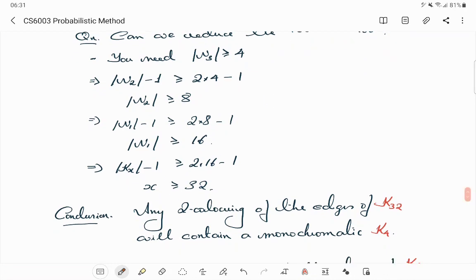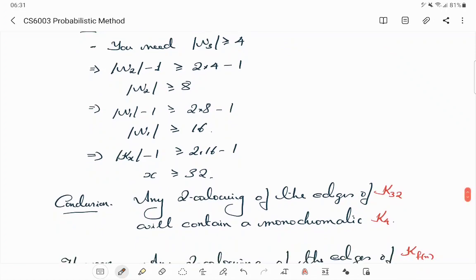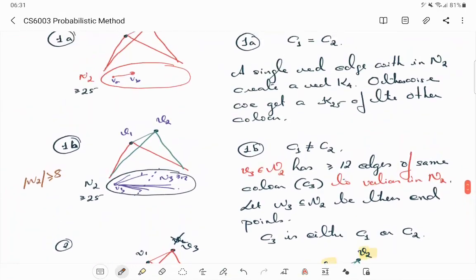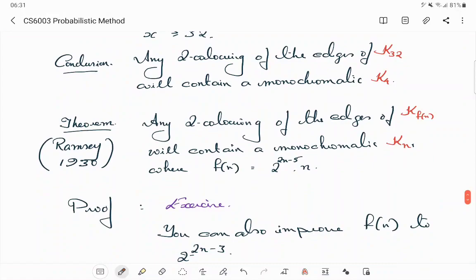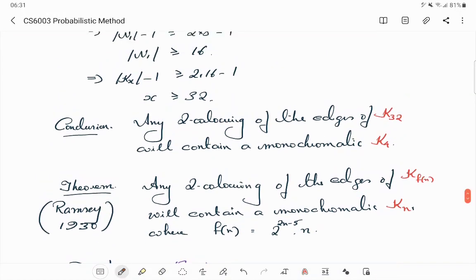So any 2 coloring of the edges of K32 will contain a monochromatic K4. By the way, this 32 is not the smallest number you can put in there. In fact, you can put in 18. But this proof is not strong enough to show that, right? By the way, this proof, or the generalization of this that I'll state, is originally due to Ramsey from 1930. So yeah, let me state that and then go.